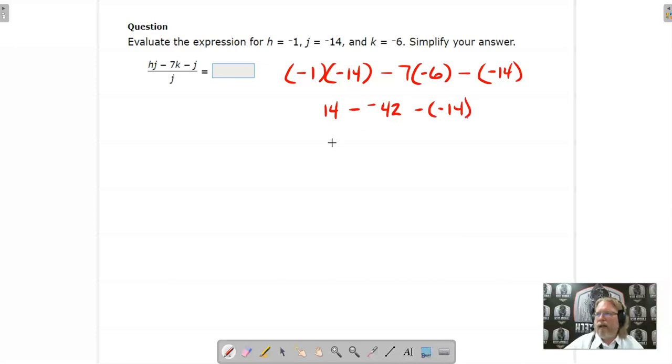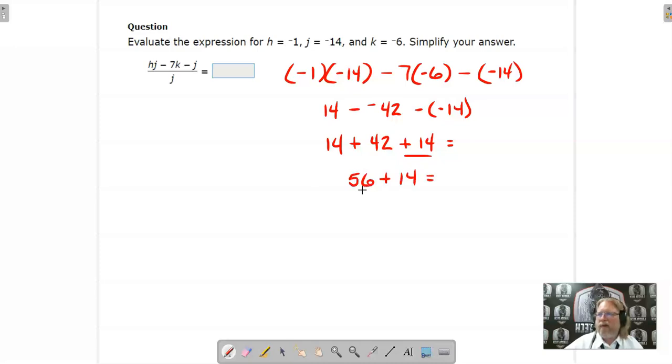I'm going to do some rewriting here. 14, let's change the subtraction to addition. The opposite of negative 42 is positive 42. Change again the subtraction sign to addition and take the opposite of the next number. That's positive 14. And then I need to add all this together. 14 plus 42 is 42, 52, 56, right? Then I need to bring down this positive 14.